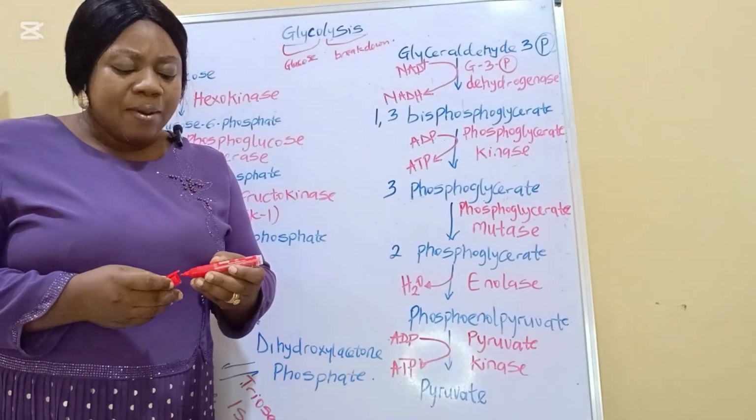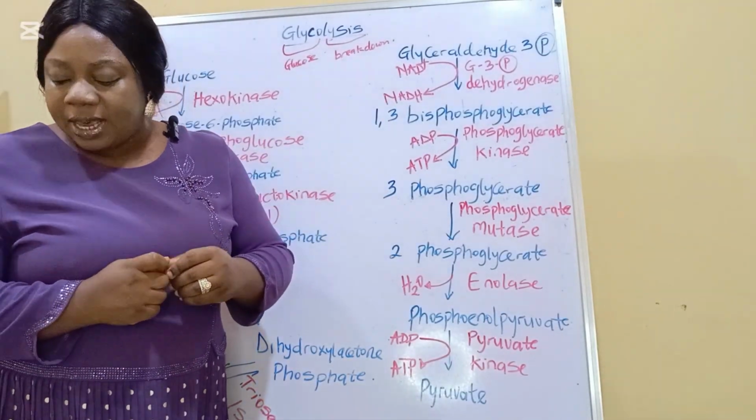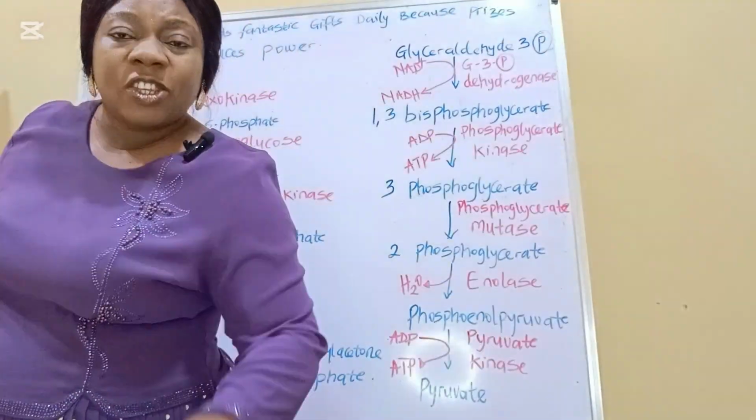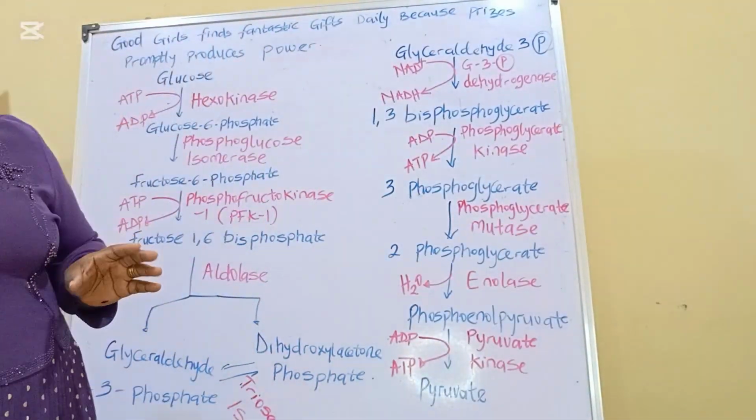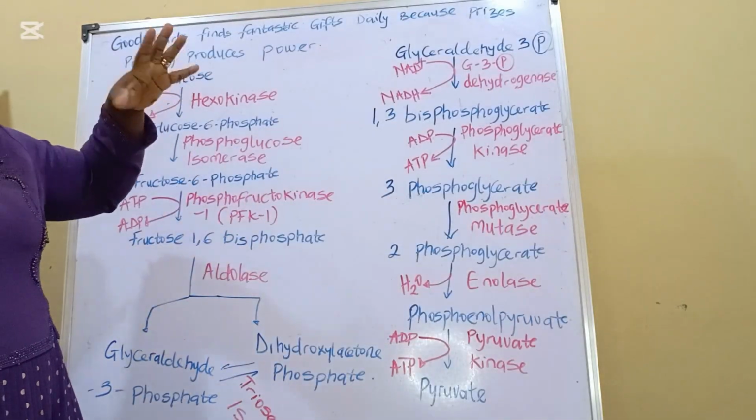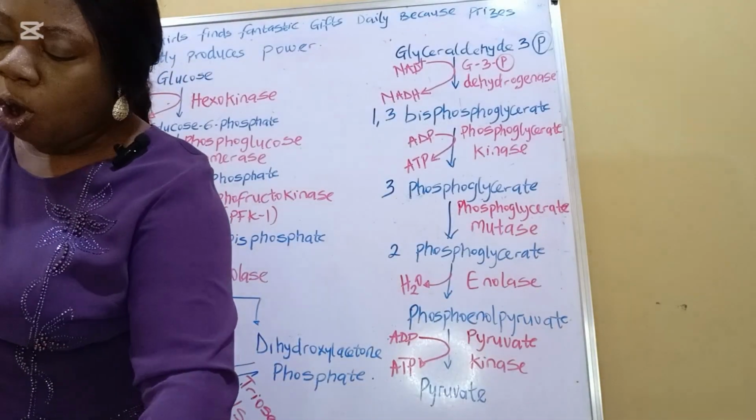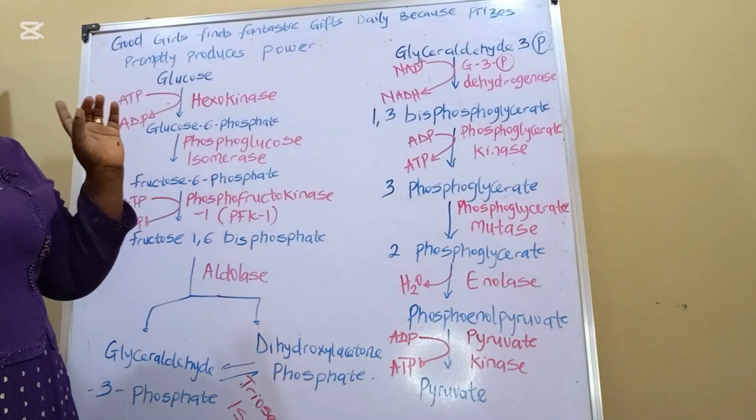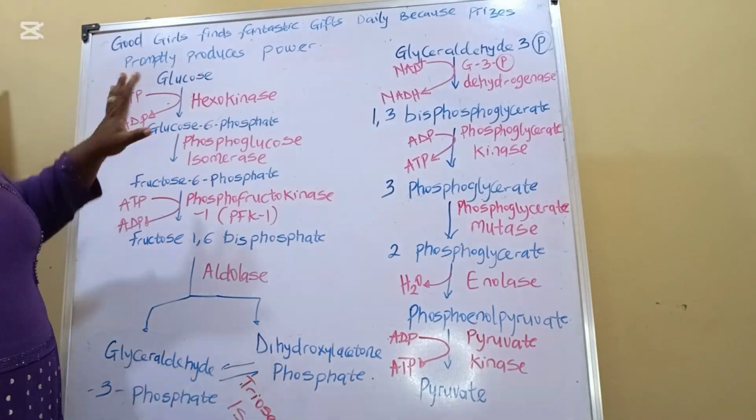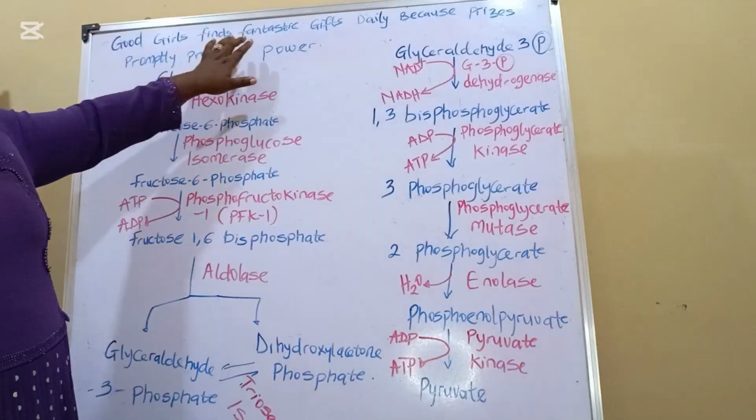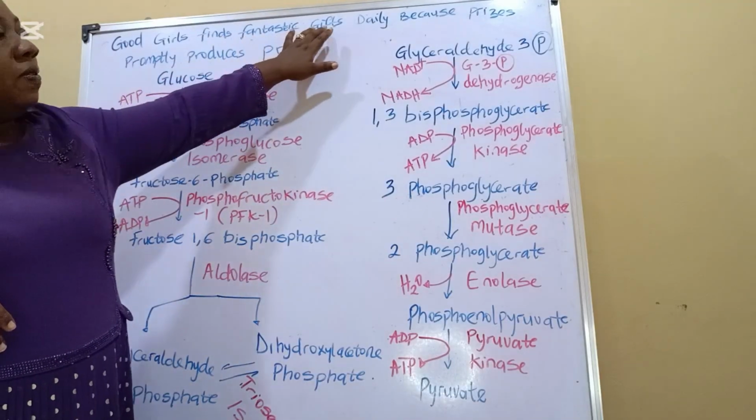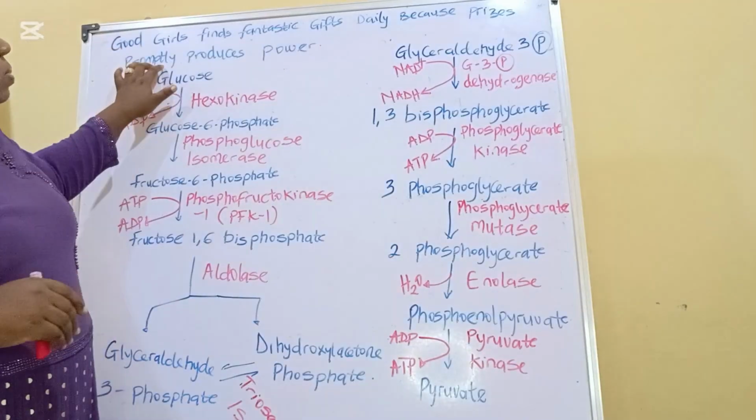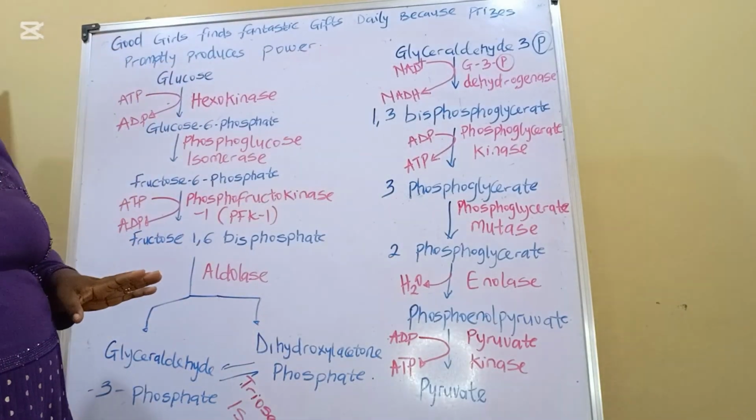Now, let's try and make this easy. Let's break it down, to know all these intermediates so that we will not be mixing them up. Just try and remember this: Good girls find fantastic gifts daily because prices promptly produces power.